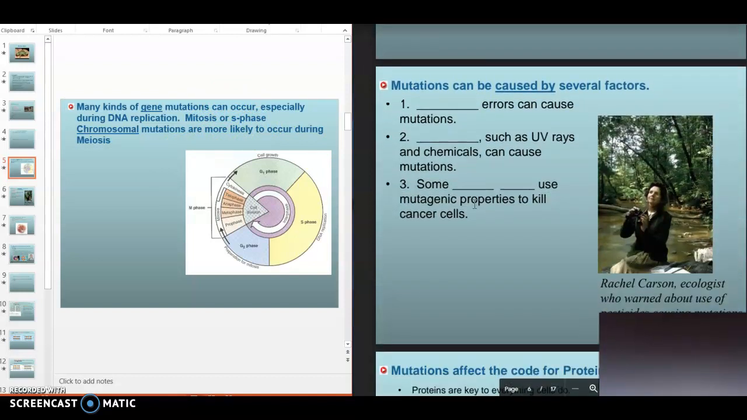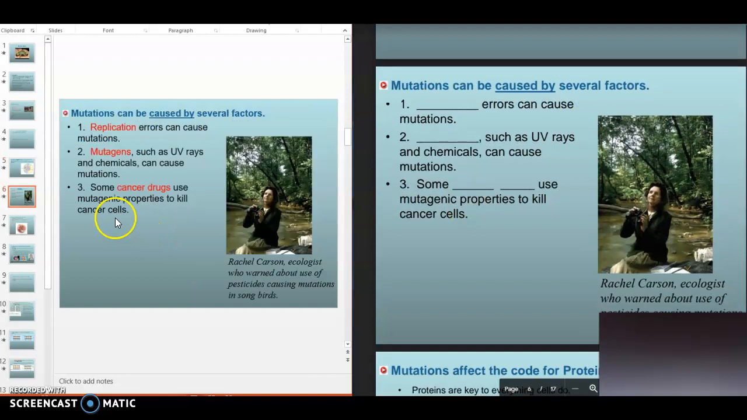All right, and slide 6. Here you have that mutations are caused by several factors. The first factor, of course, is replication. We just talked about that, and that's in S phase and or mitosis. You have mutagens, which are environmentally induced, such as when you go out in the sun, you get UV rays, or you go have some X-rays taken, they don't put a lead shield over you, you get exposed to X-rays.